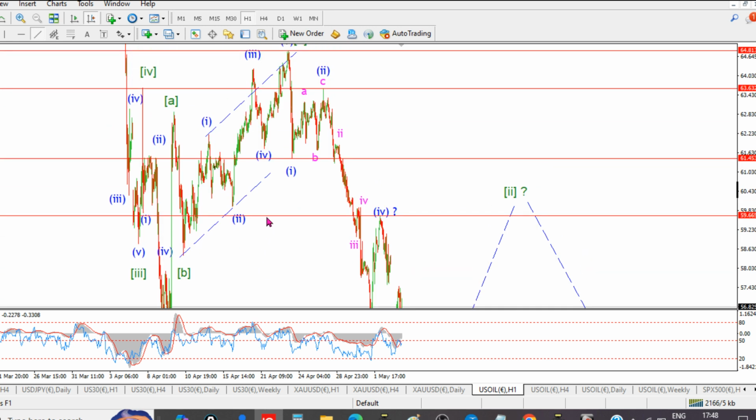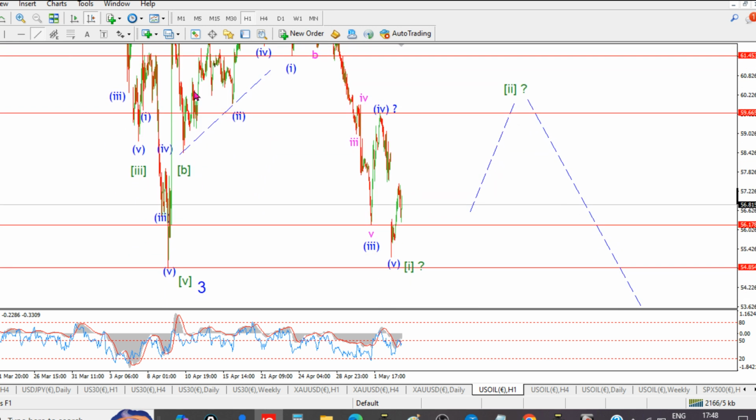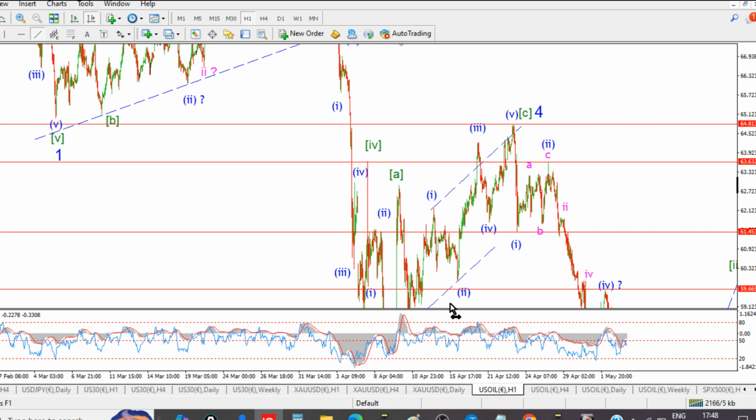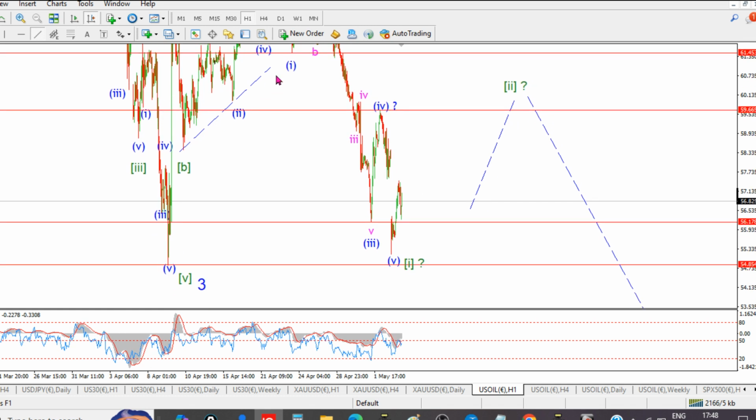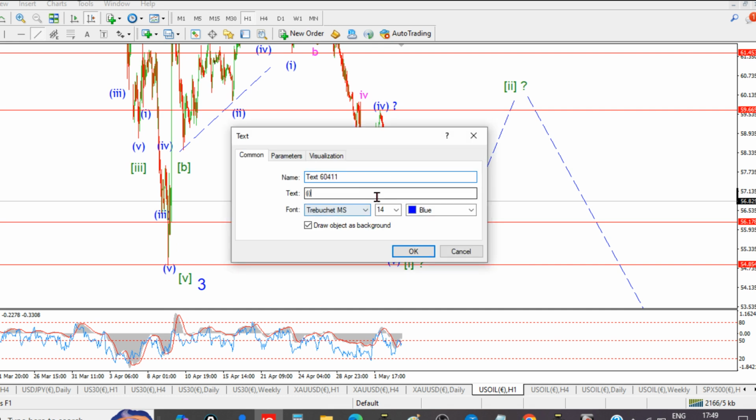Let's see if we can get some labels on that. Gosh, I don't have a single corrective label there. Okay, you just talk amongst yourselves there for a second while I get this labeled up.